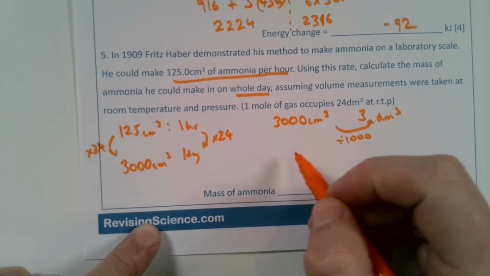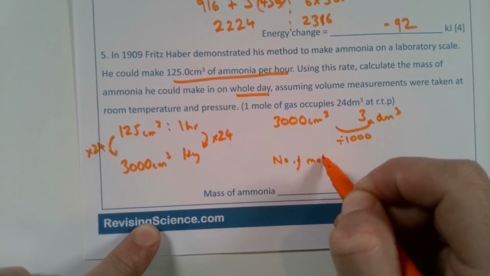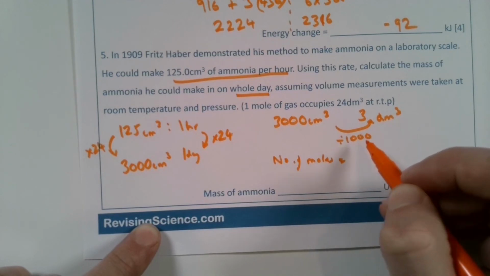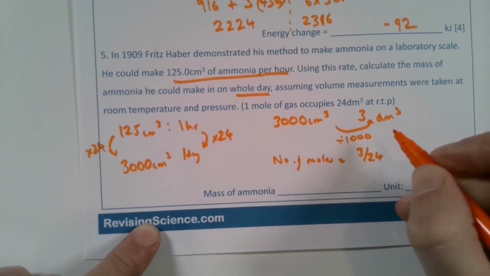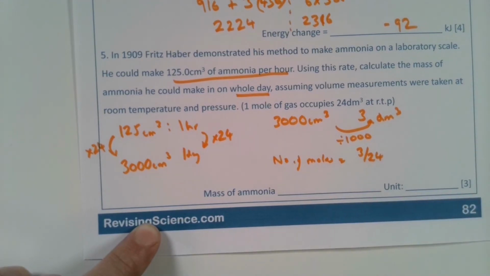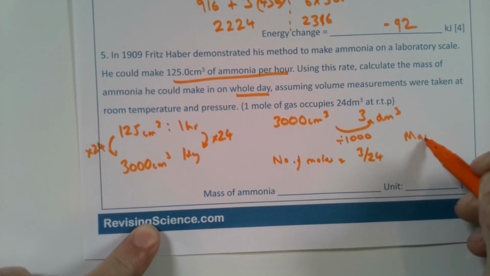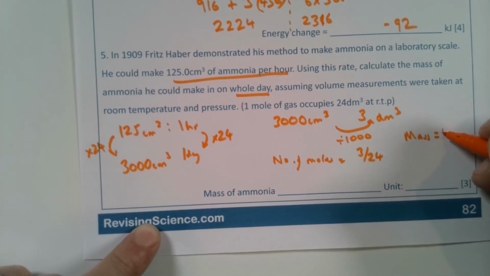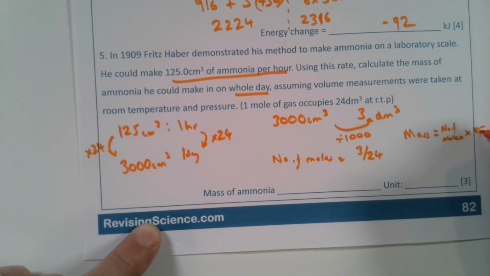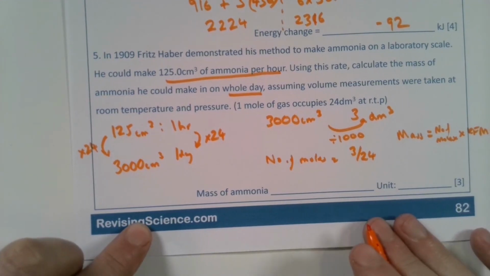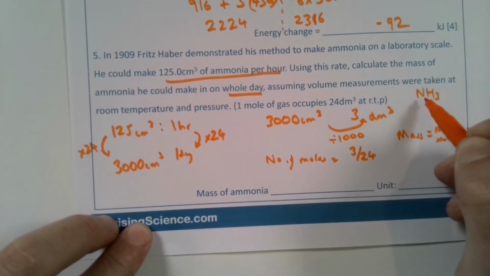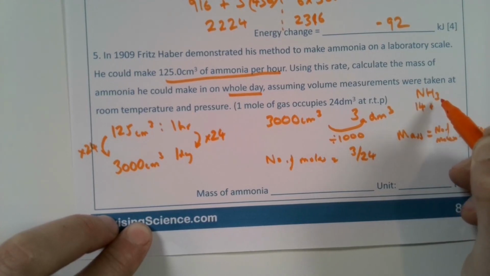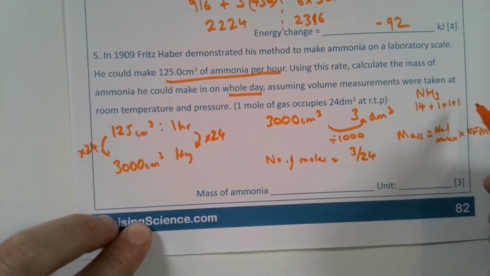We then want to use our equation. The number of moles equals the volume in decimetres cubed divided by 24, which will leave us 3 over 24 for the moment. Finally, to work out the mass equals the number of moles multiplied by the relative formula mass of ammonia. So the relative formula mass of ammonia, NH3, we've got 1 nitrogen which has a mass of 14, we've got 3 hydrogens which have a mass of 1 each. Adding that up gives us 17.